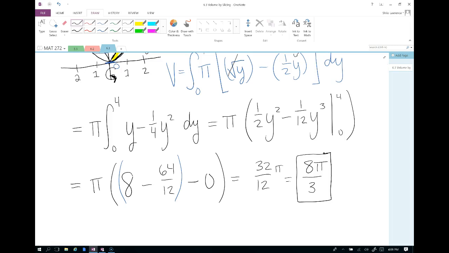You could certainly do this in your calculator. If you asked your calculator what 8 minus 64 twelfths is, it's going to give you a decimal. And we don't want a decimal. We want an exact fraction. So if you type in your calculator 8 minus 64 twelfths, it says 2.666666, and then the very last number it gives you is a 7 because it can't write any more numbers, so it just rounds the last number.